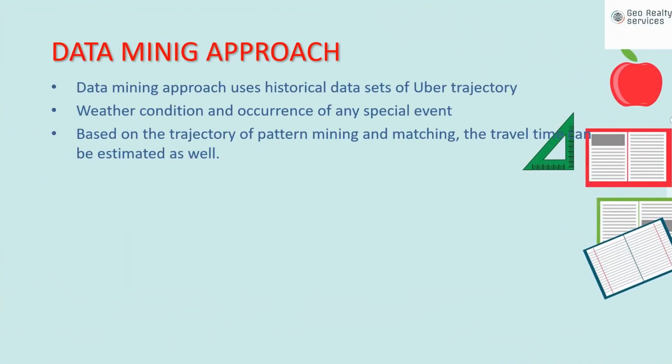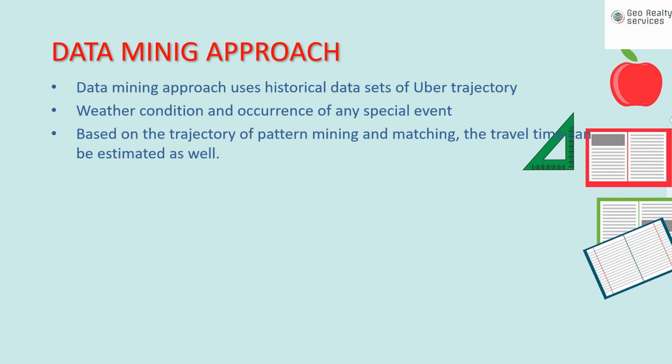The data mining approach uses historical data sets of Uber trajectories, then finds a similar trajectory which covers the origin KNUST and the destination Amstead, and similar condition parameters such as 6 o'clock p.m. Monday, weather conditions, and occurrence of any spatial events. Based on the trajectory pattern mining and matching, the travel time can be estimated as well.